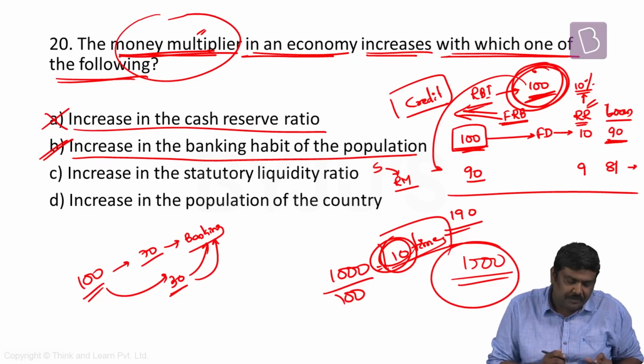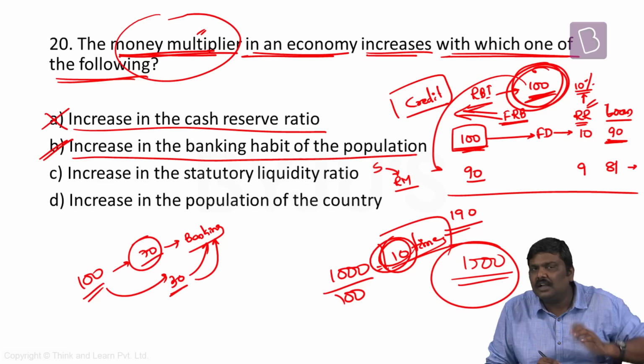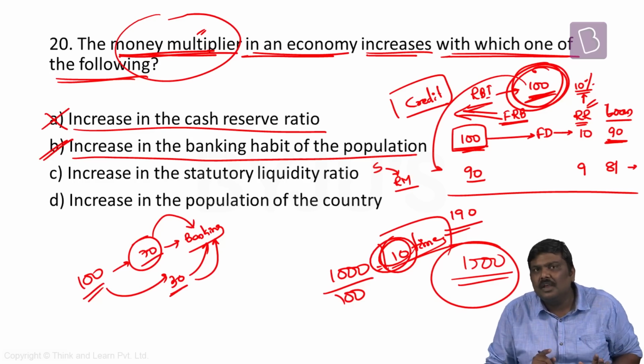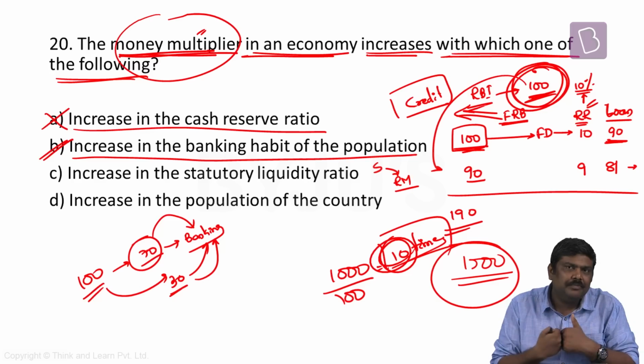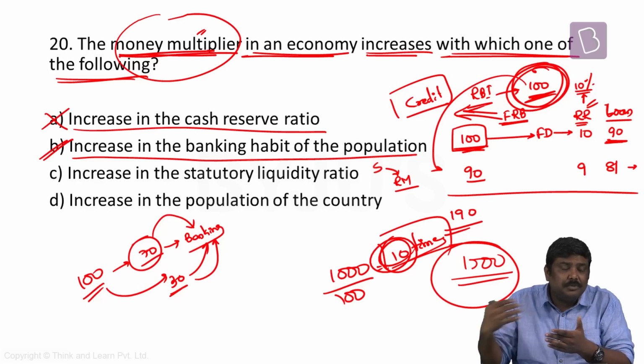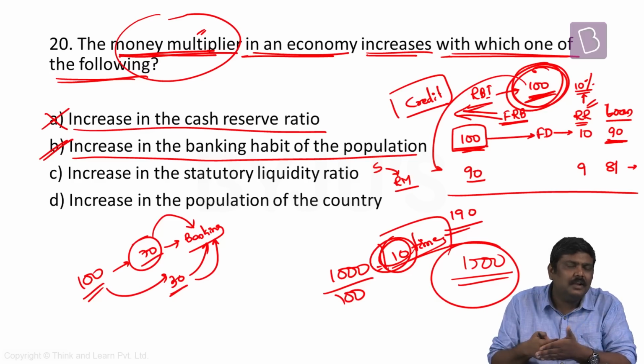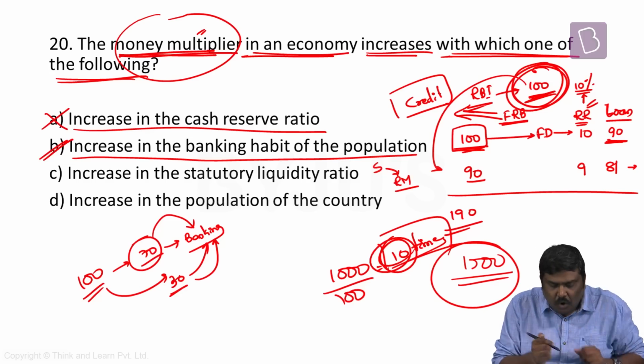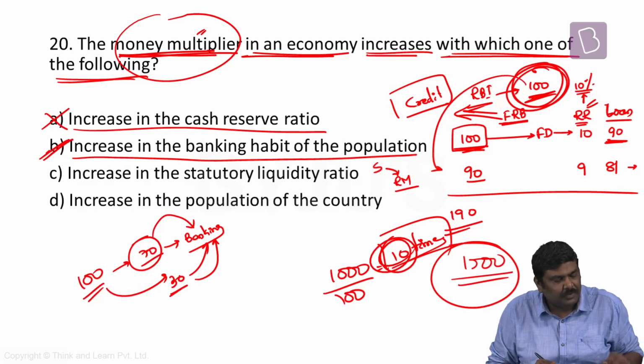Or else you can simply say the same 70 people who are already covered have started depositing more and more in the banking sector. And since they're depositing more money, deposit collection or deposit mobilization of the bank increases, and with increased deposits, money multiplier will take place. So option B is the right option.